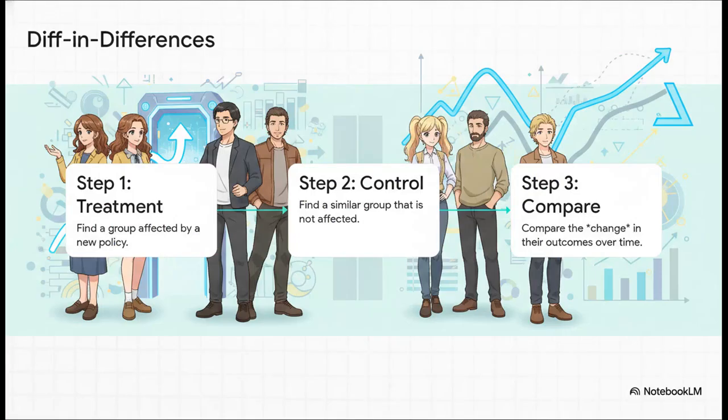So one of the most powerful and honestly elegant methods is called difference in differences. The logic is actually beautifully simple. First, you find a group that got the new policy. That's your treatment group. Then you find a very similar group that didn't. And here's the key. You track both of them before and after the policy. And you don't just compare where they ended up, you compare the change in their outcomes.